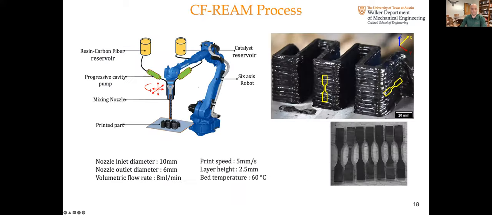So we use the robotic ream system. And these are the printing conditions that we use to create these kind of thin walled structures. And then we cut these tensile coupons in the build direction and the extrusion direction to measure their mechanical properties.